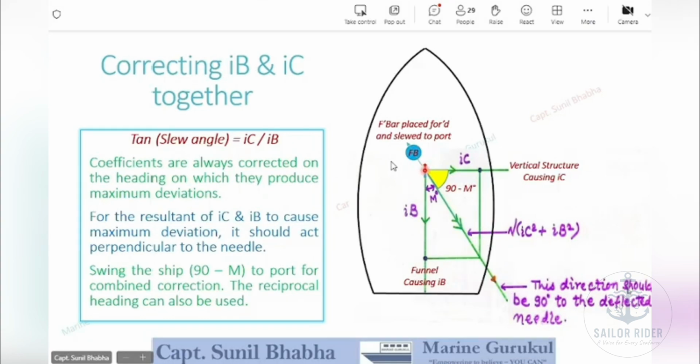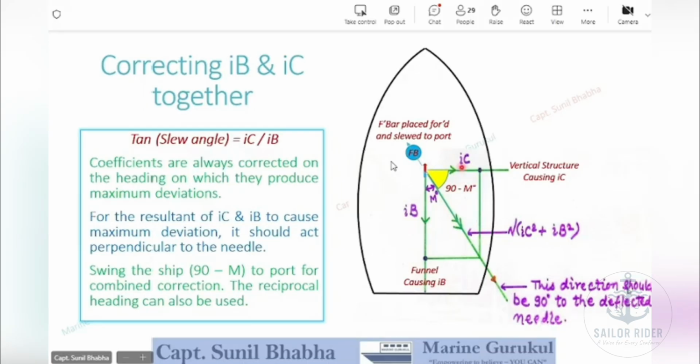Let's assume that in the diagram, you can see the laser pointer. In the diagram, this is the compass location where the laser pointer is right now. Now we have a funnel which is aft of the compass needle. Let's assume the ship is heading north 000. So we have the flinder bar at this particular location. So this flinder bar is generating IB or induced B component. So this vector represents the IB component.